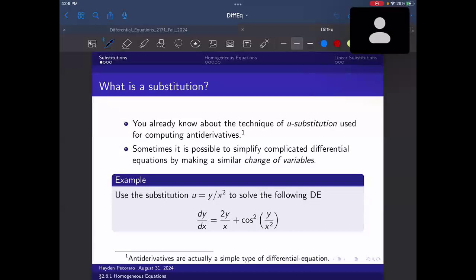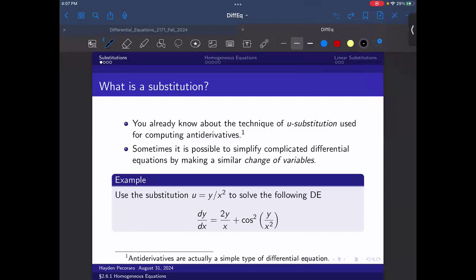Okay, so you know about u substitution. And then you can also do this with differential equations to make them look simpler. And you've actually already done that too, because computing antiderivatives, which you do all through Calc 2, is a simple form of solving differential equations. You're solving differential equations where you just have derivative equal to a function of x. Now you just have the function on both sides of the equation sometimes. All right, so here's an example. We want to use the substitution u equal y over x squared to solve this DE.